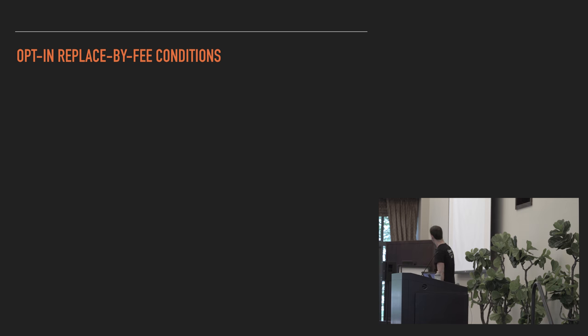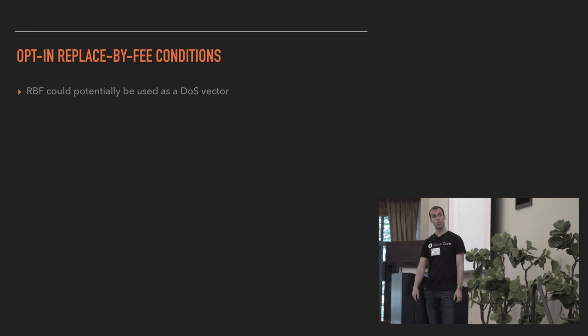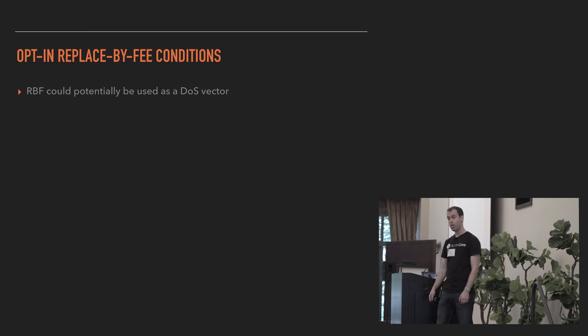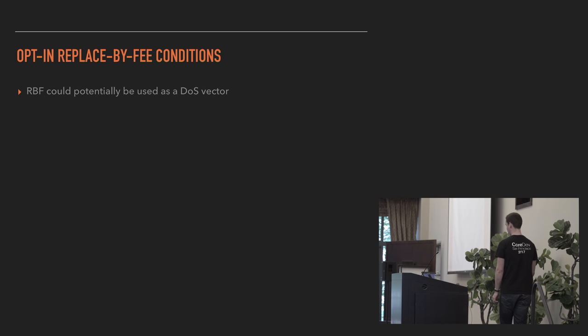There's a few conditions attached to that. Replace by fee could potentially be a DOS vector, right? There's a limit to how many transactions I can send, because there's a limit to the amount of money I have, and if I don't include enough fee, those transactions won't be included or won't be propagated. RBF could be used. I could send a transaction, and then I could bump the fee up a little bit and bump it up a bit more and saturate the network that way.